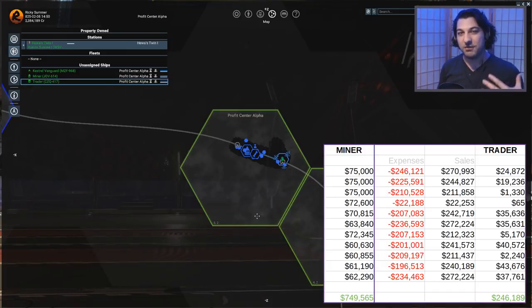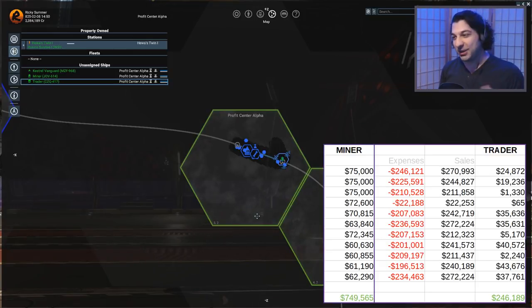Now, you notice the miner's profits do go down. Is this an element of oversaturating the market? Maybe. Maybe it is. So perhaps over time, the trader will come out ahead and the miner will be left in the dust. Who knows? I think I need to like set it going for like maybe 24 hours or something.